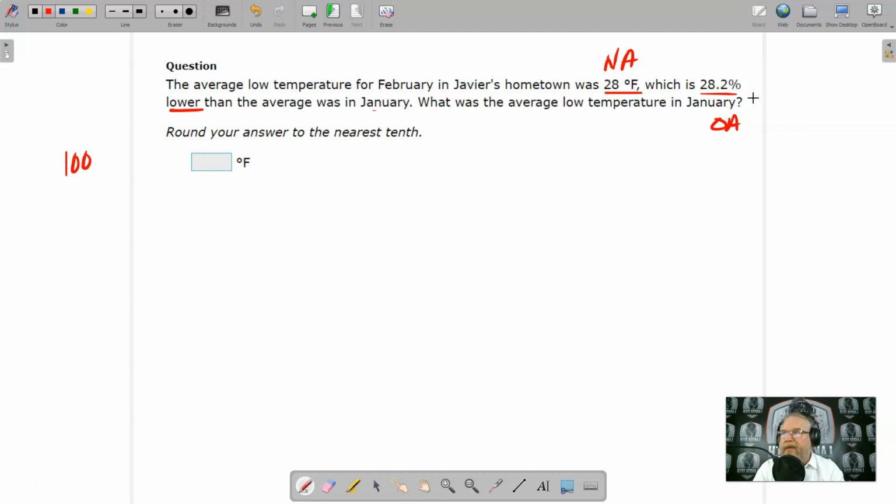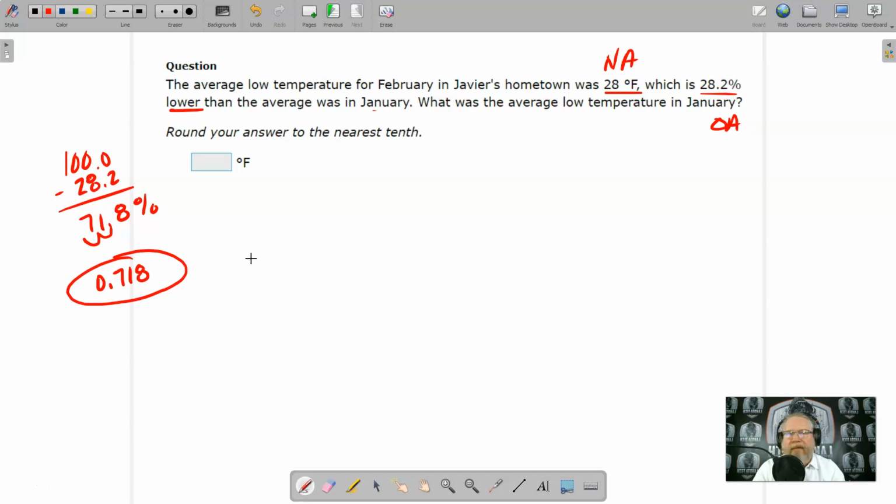So that would be the difference of 100 and 28.2. So let's go ahead and subtract that. I'm just going to use a calculator for that one. 100 minus 28.2, and that's going to give us a difference of 71.8%. Now we want this as a decimal, right? So let's move that decimal over 2 places to the left, and we'll get 0.718.